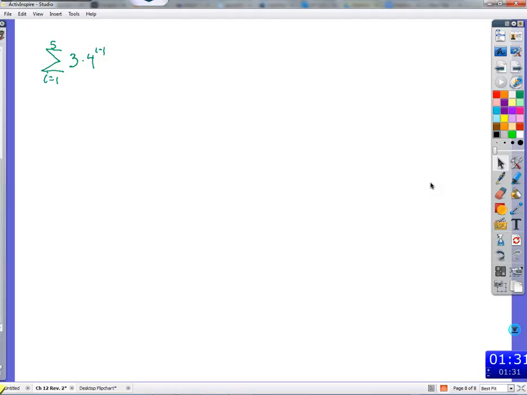We've taken a sum up to this point. We've been doing what's called a partial sum. I'm going to write that down. Partial sum. Anytime we add up a finite number of terms, it's called a partial sum.